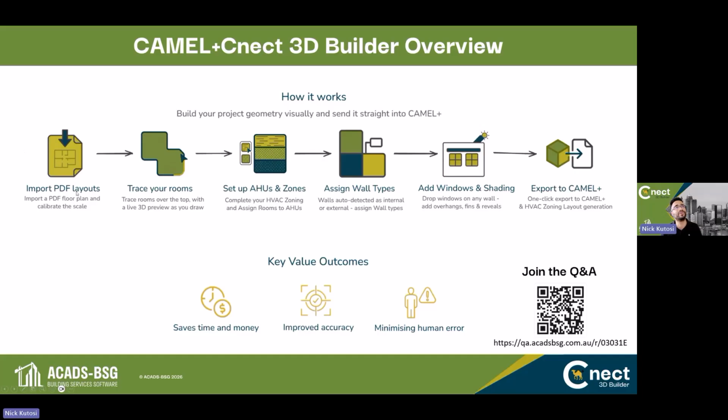But just as a high-level overview, it starts with you importing your PDF layouts for each floor of the building. Over that, you then can trace your rooms within a 2D canvas, and then it generates a 3D model as you go. You'll then set up your AHUs and zones, and you'll see it's a similar workflow to CAMEL+ in that you've got the tree structure screens with your AHUs, zones, and rooms in that hierarchy. We've brought that into the 3D Builder so you can now assign your rooms to it visually from the layout directly. And then you go through the process of assigning the wall types.